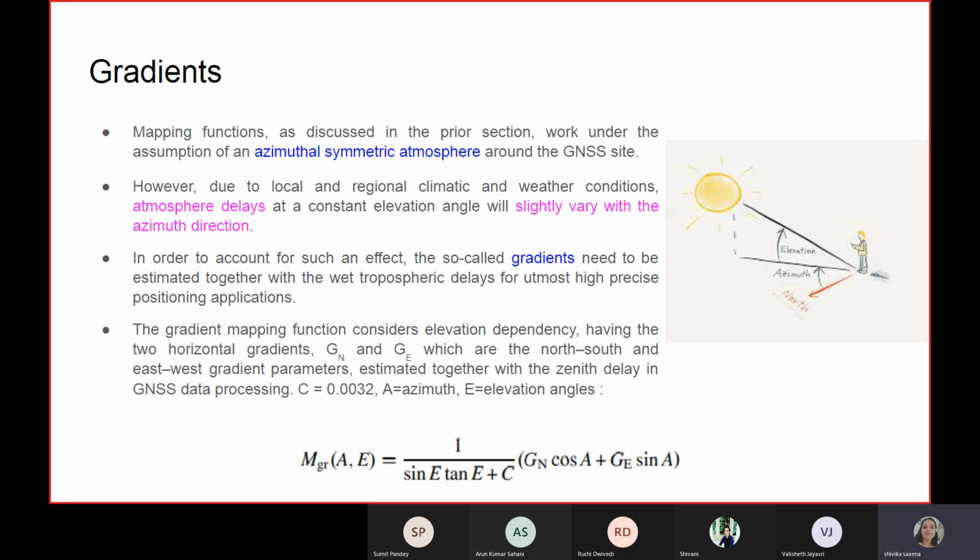Okay. So along with that delay error, we are also understanding what the gradients in the azimuth are, what the error in the azimuth direction is. So these two things are estimated together during GNSS data processing as byproducts, apart from the main process of obtaining the accurate position of the station coordinate. I hope this is clear. What are gradients? What is mapping function? So mapping function you always associate with elevation, and gradients you associate with azimuth.